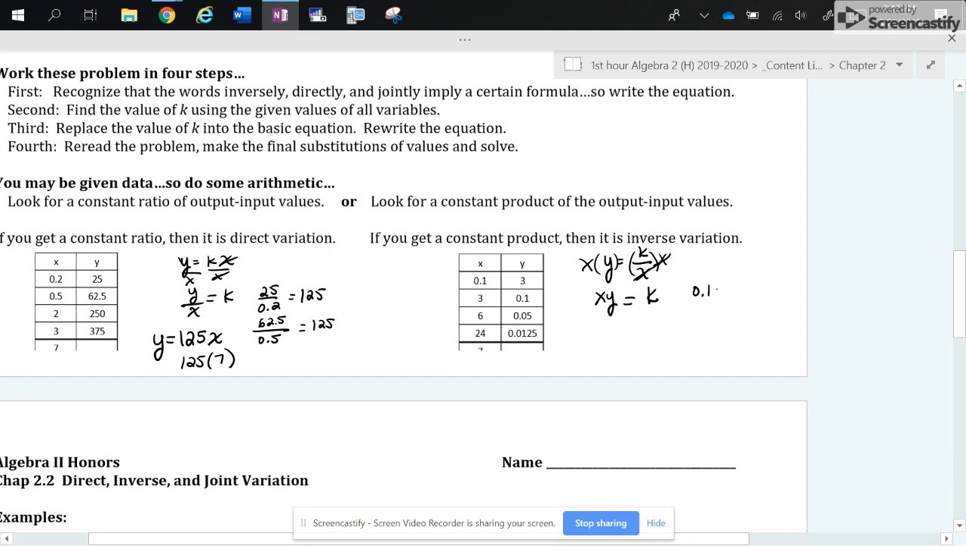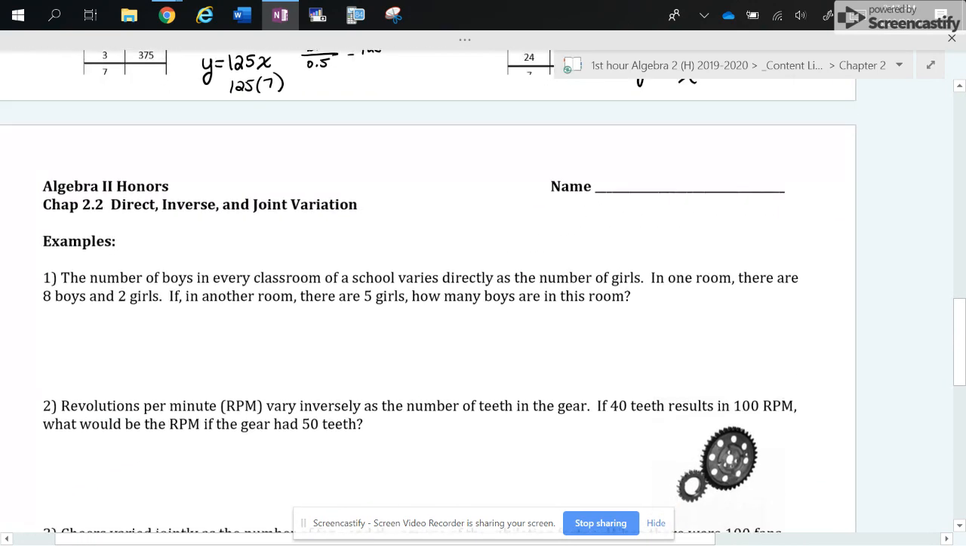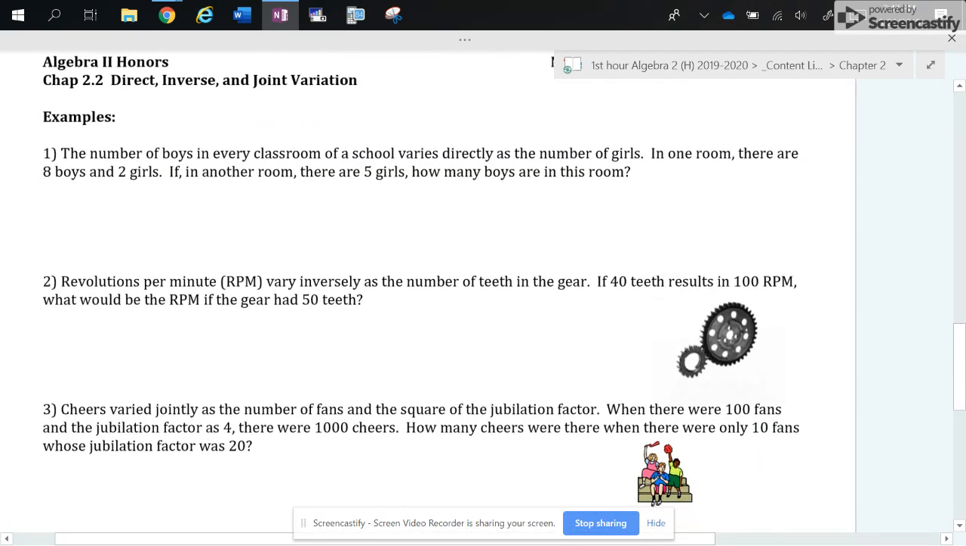So 0.1 times 3 is 0.3. And 3 times 0.1 is also 0.3. So every time I multiply the x times the y, I get a constant. And my constant is what goes in my equation. Y equals 0.3 divided by x is my equation. So now we're going to look at some problems where we can do direct, inverse, and joint variation.